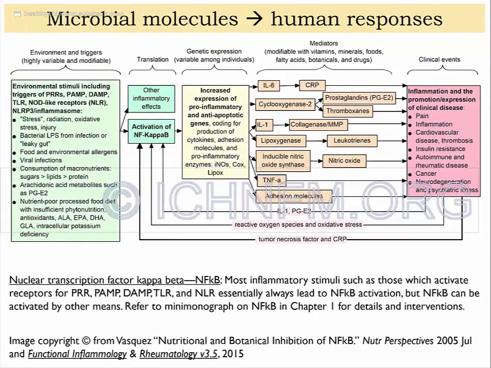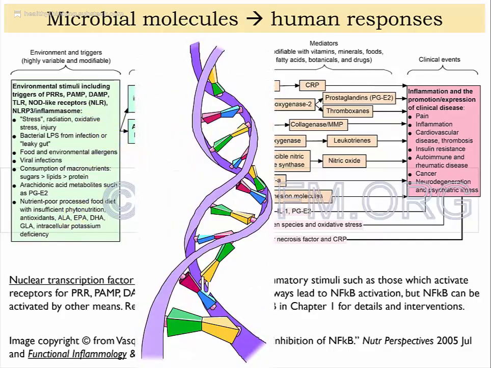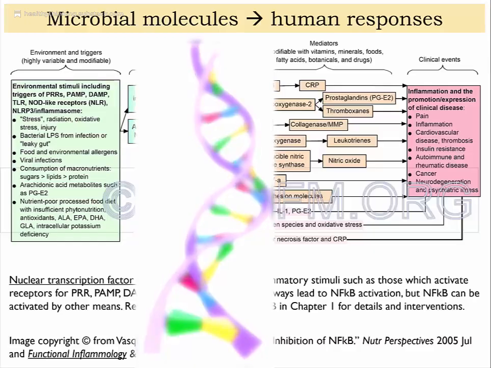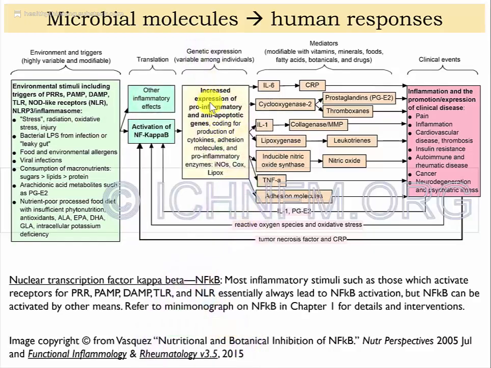But let's look at NF-kappa B as a prototypic transition, let's say, from microbial molecules ultimately into these clinical events that you see summarized and exemplified at the far right. So, a variety of environmental and microbial triggers can coalesce or work independently to activate this NF-kappa B pathway. NF-kappa B exists within the cytoplasm of the cell. When it gets activated, as we say, it translocates into the nucleus and binds directly onto the DNA to increase the expression of pro-inflammatory genes.